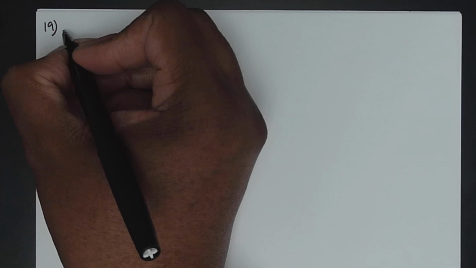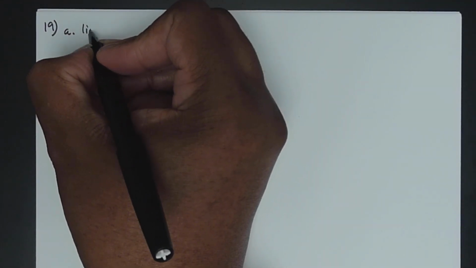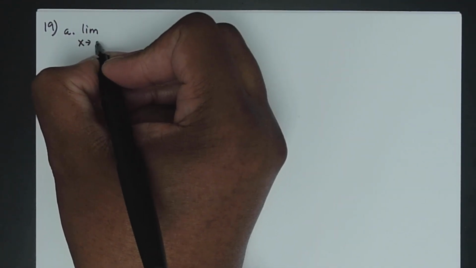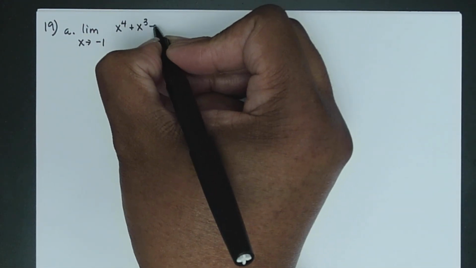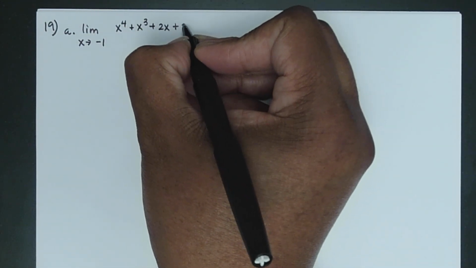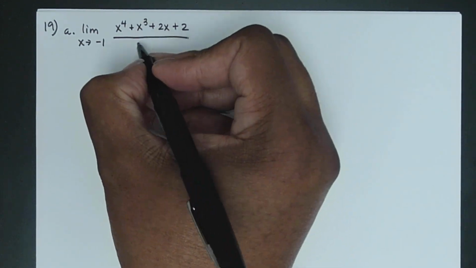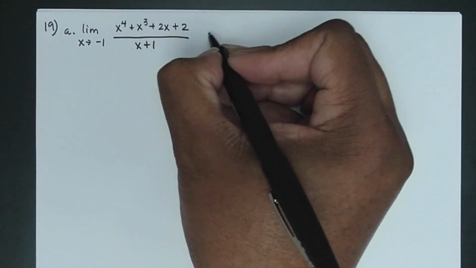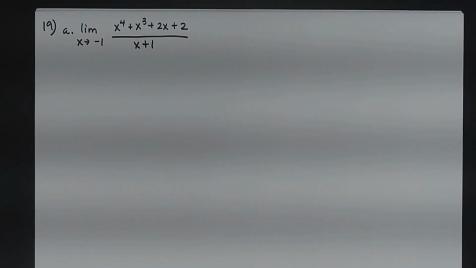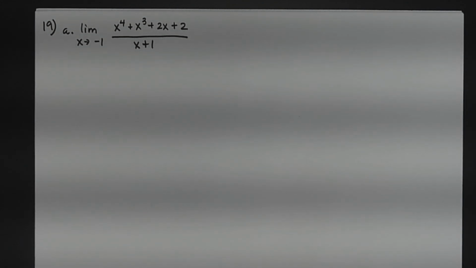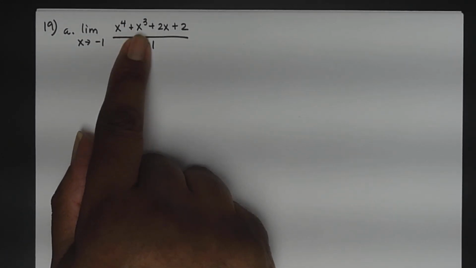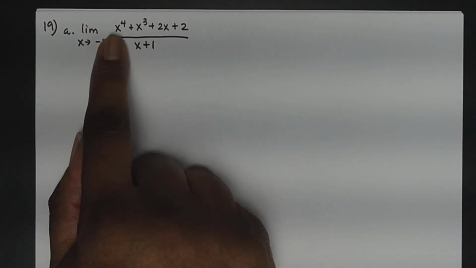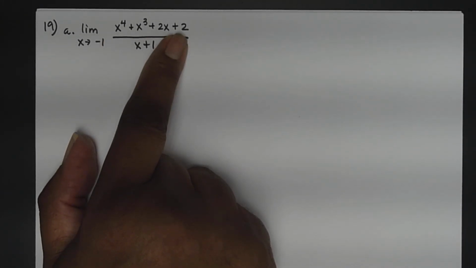So in problem number 19, we have part A: the limit as x approaches negative 1 of (x to the 4th plus x cubed plus 2x plus 2) divided by (x plus 1). Notice if I replace the x with negative 1, I would get a 0 in the denominator. Not only that, if I put negative 1 in for x in the numerator, I'll also get a 0.